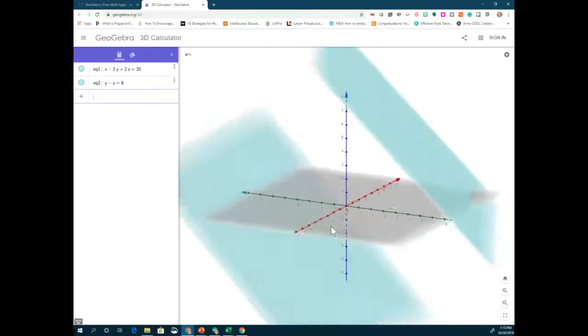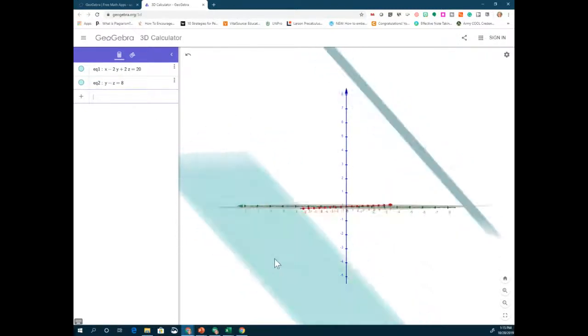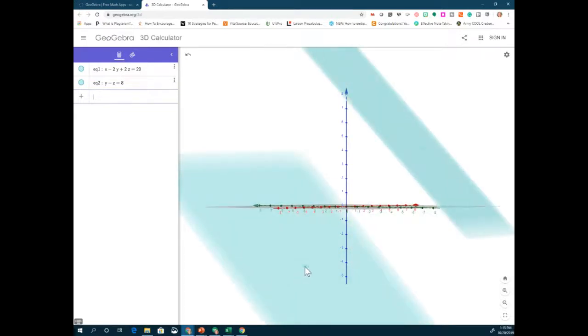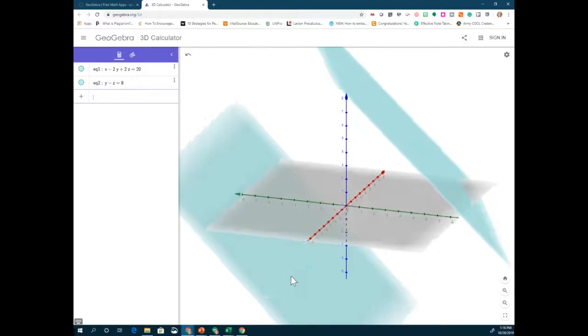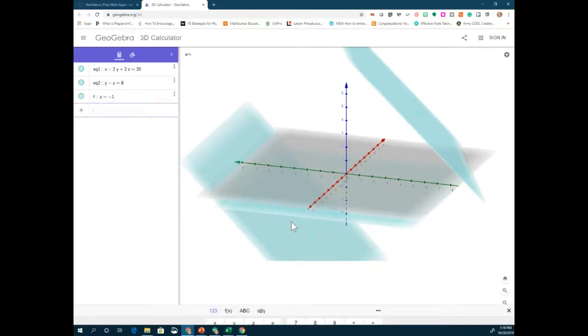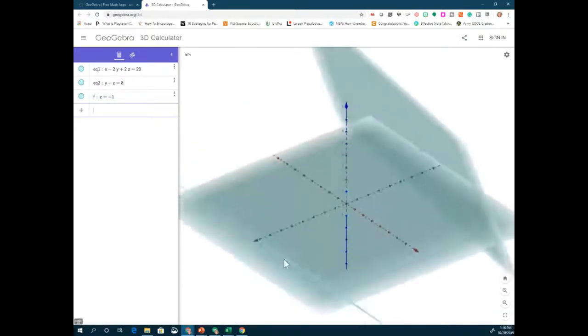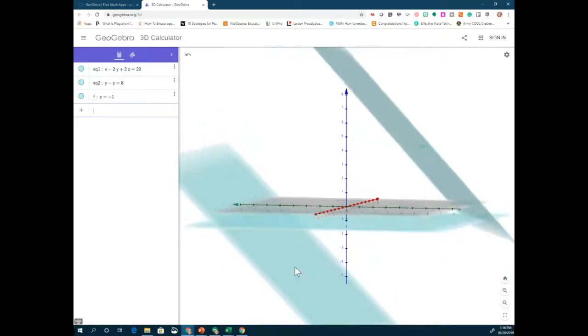It is also graphing a flat surface. Y minus equals 8. I'm not sure why it gave us another flat surface, because that should be the equation of a line. I'm a little confused here, but we'll see what happens. And we have z equals negative 1. Okay, it's graphing these all differently. It's graphing these as if they're all flat surfaces, which is a little interesting, but that works.